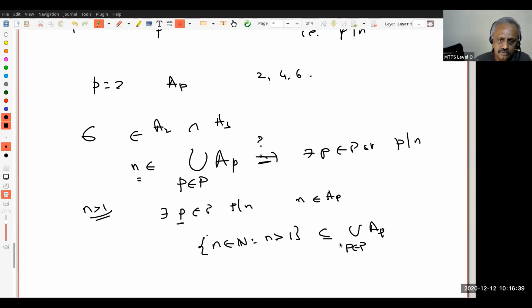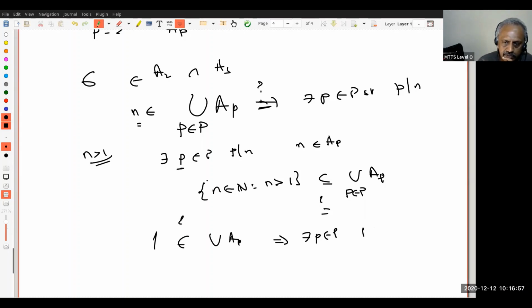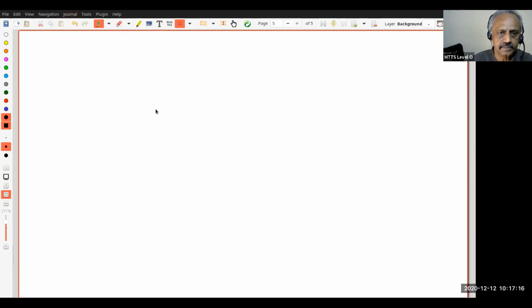Right? Now, I want to know whether this is equal. So okay, the union of A_p contains all elements of the natural numbers except 1. But can 1 be in any A_p? Which is the same as saying that there exists a prime p so that 1 belongs to A_p? No, because 1 must be a multiple of a prime, so that's not possible. Therefore, what is the union of A_p?